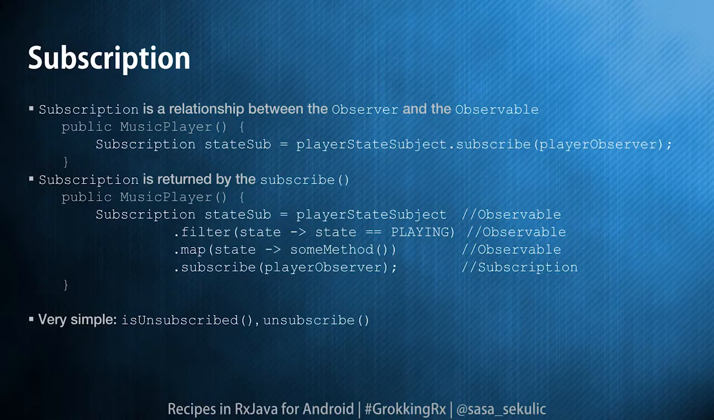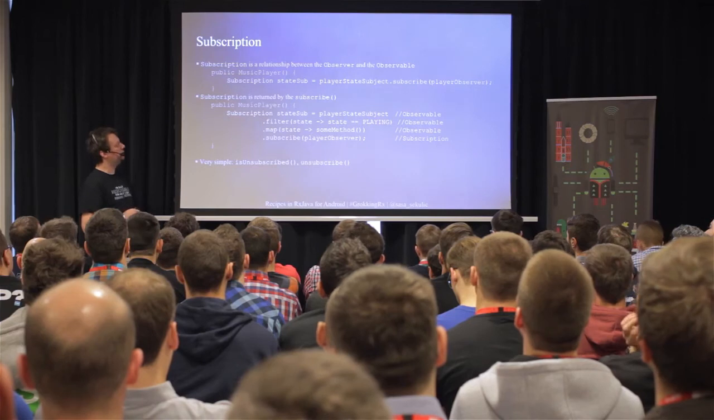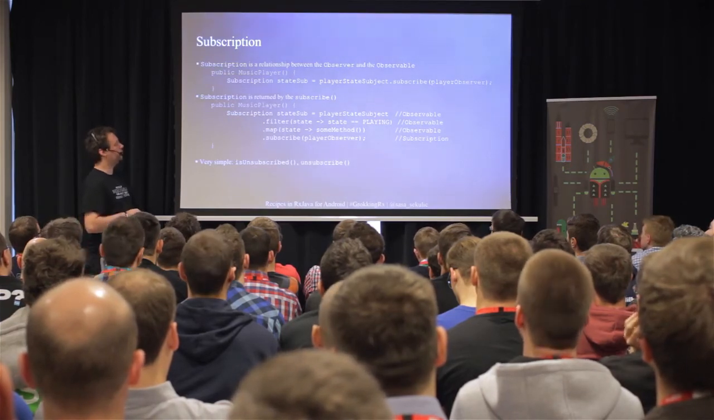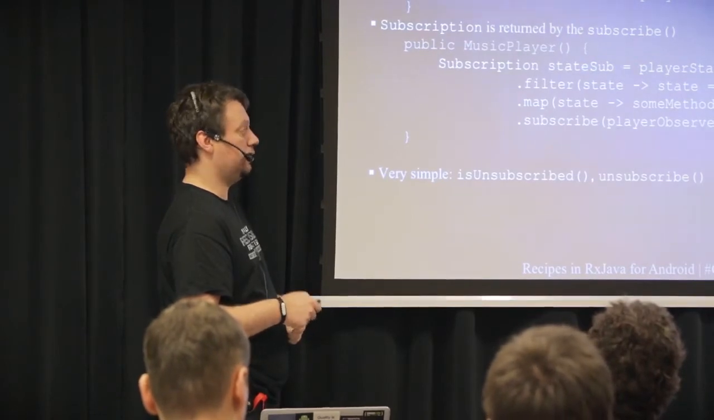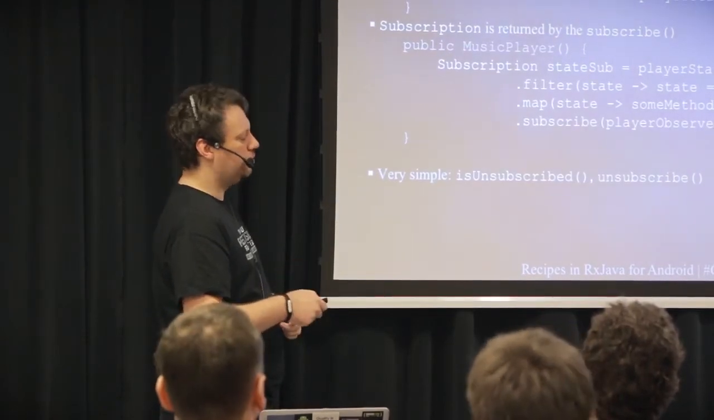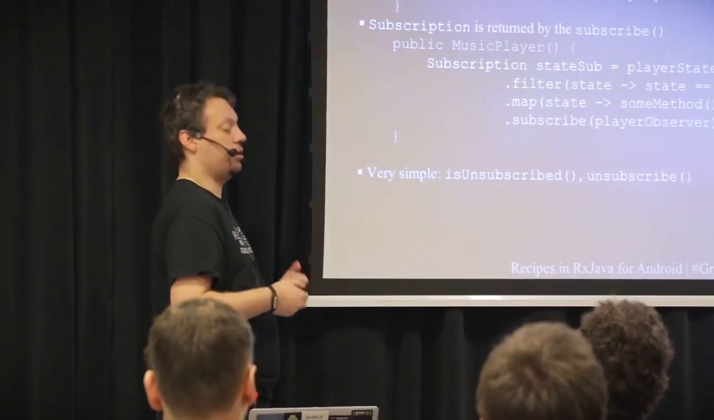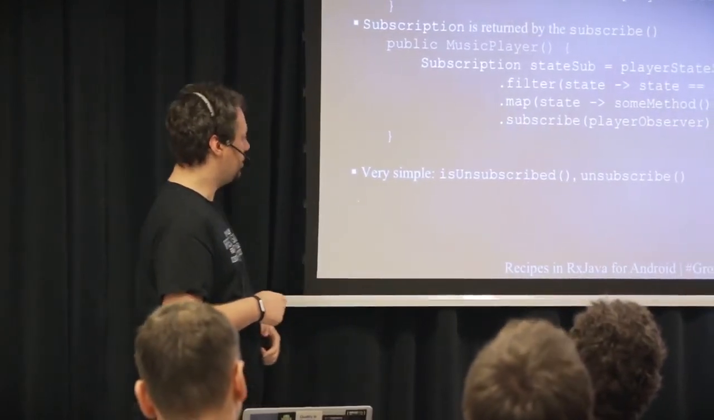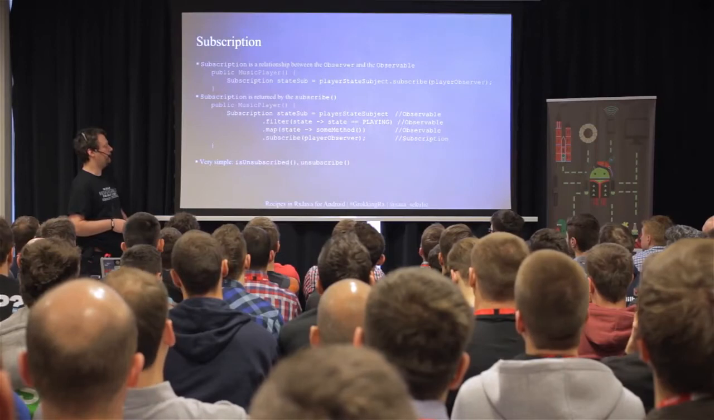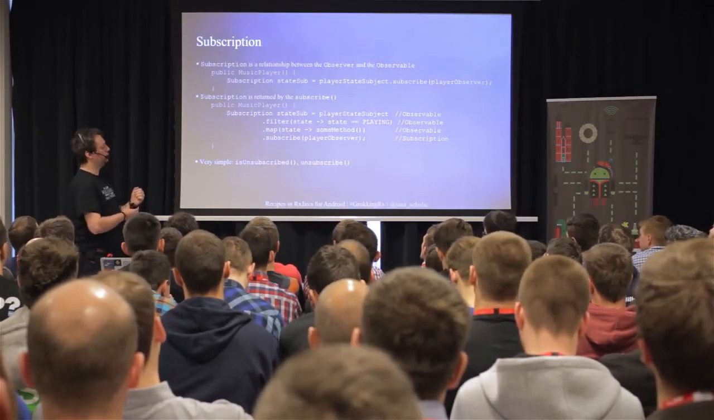So let's talk about subscriptions. As I said, there are relationships between the observer and the observable, and they are returned whenever you call subscribe. So for example, in this sequence, you have a subject that's an observable. You call filter, it still returns an observable. You call map, it still returns an observable, but then you call subscribe and you have a subscription. So it is a very simple interface. You just have isUnsubscribed and unsubscribe, and that's it.